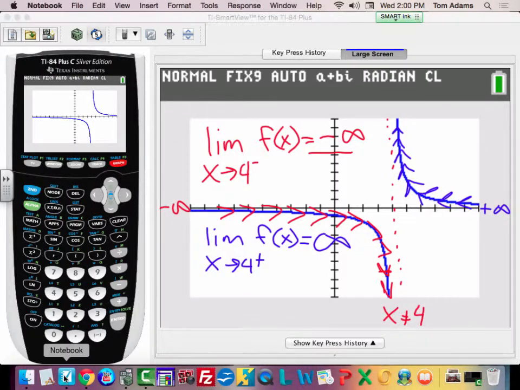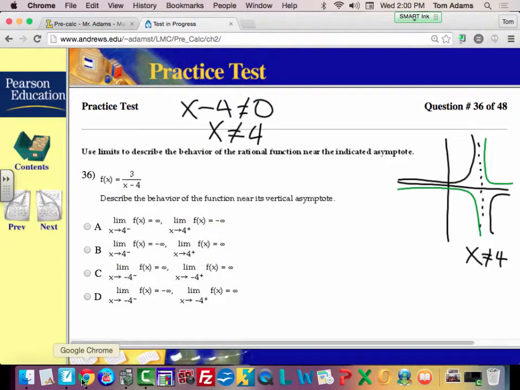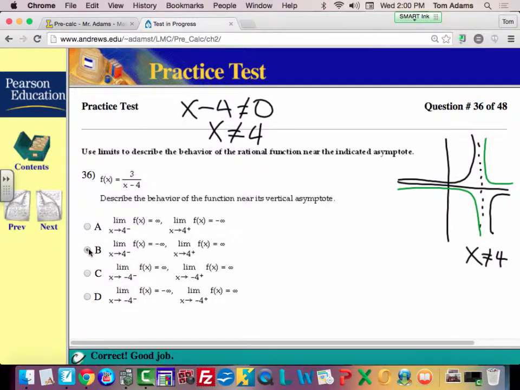All right, so let's see which one of those options showed up in our test. So as we approach from the negative side, it went to negative infinity. I think it's B, right? Yes, yep.